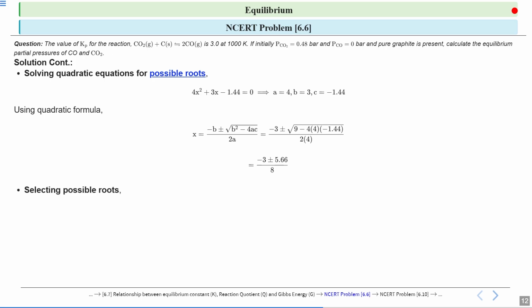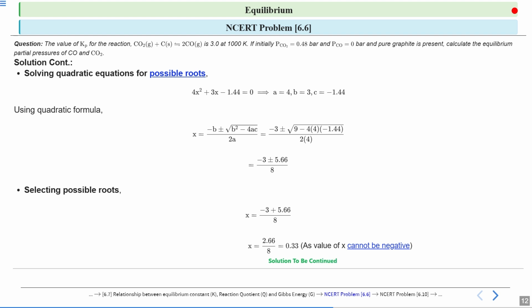Now we will select the possible root out of these two forms. So you will take the positive form only. Why? Suppose you would take the negative form, then what will happen? You will get a negative value of x, and that is not possible because the reaction is going forward. It cannot go in the backward way. It's not possible because we have no carbon monoxide in the mixture. For the backward reaction you need the carbon monoxide. So this case is obviously not possible. Therefore we will take only the positive part, and in this case you will get an x value of 0.33.